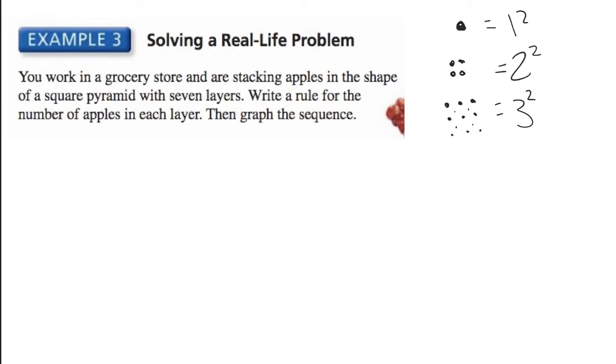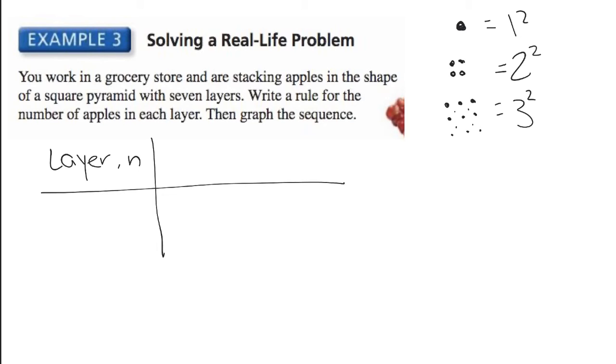We need to go ahead and logically put this in a table. So what I'm going to do is call my layers n, because we are using sequences. And if you look in that core concept, sequences are almost always used as n and a of n for the outputs. So the layer is my n, and my number of apples is a of n. Okay, so my first layer we already looked at, I'm going to have 1.